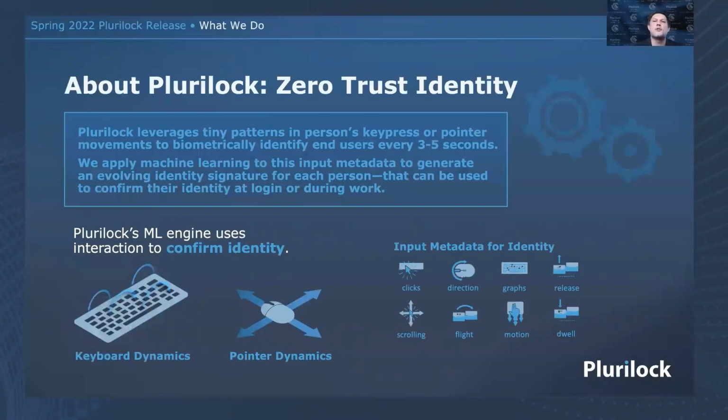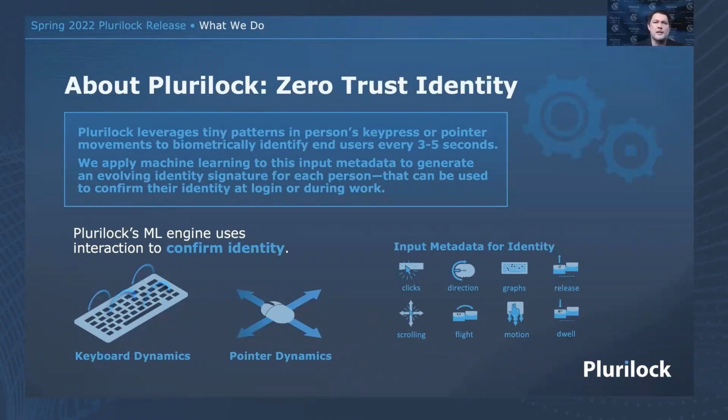Plurilock is a zero trust identity enabler / provider. We specialize in behavioral biometric authentication. What this means in practice is that we leverage tiny movement patterns in the ways that people type and use their mouse. So not the actual words or sentences that they type, not the actual applications that they use, but rather how they move as they provide this input. We apply machine learning to this input metadata, and we use it to generate an evolving biometric identity signature that can be used to authenticate a user.